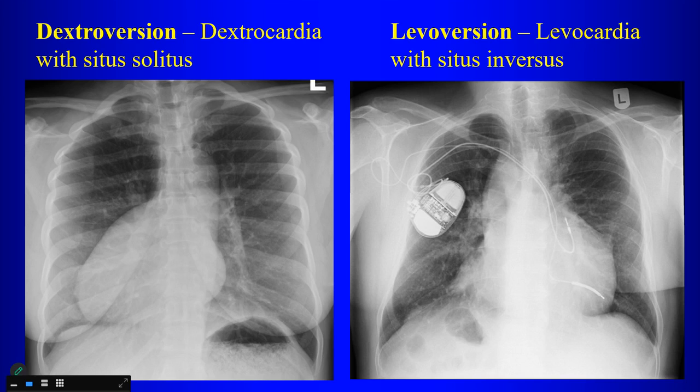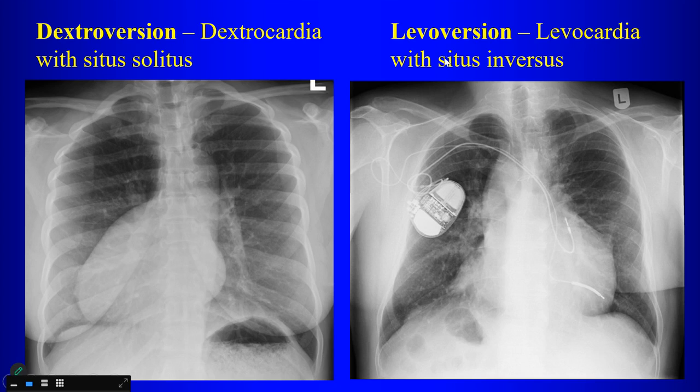We might expect to see the cardiac apex on the right side, but it seems to be on the other side. So again, that strikes us as abnormal. Whenever the cardiac apex and the stomach bubble are on opposite sides, that's kind of a shortcut. We think that there's something really strange going on here.